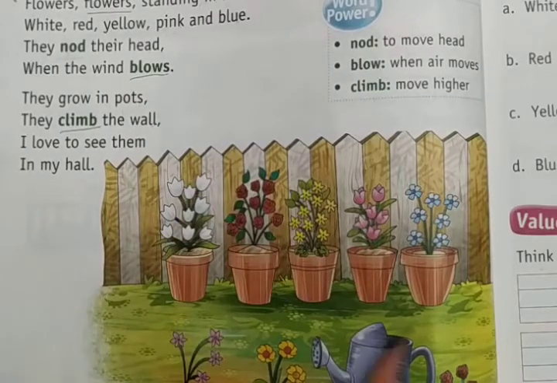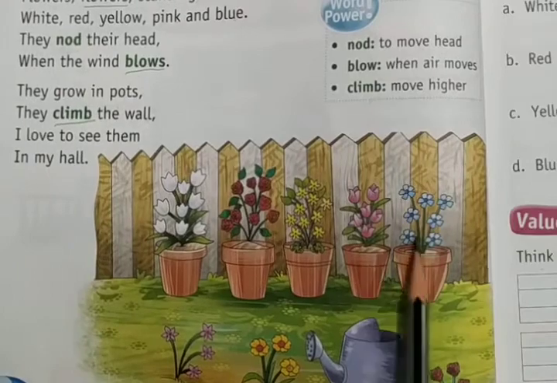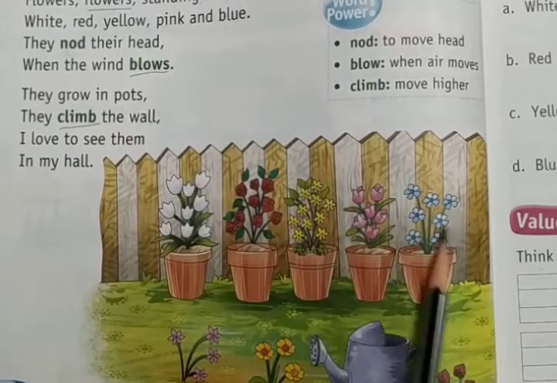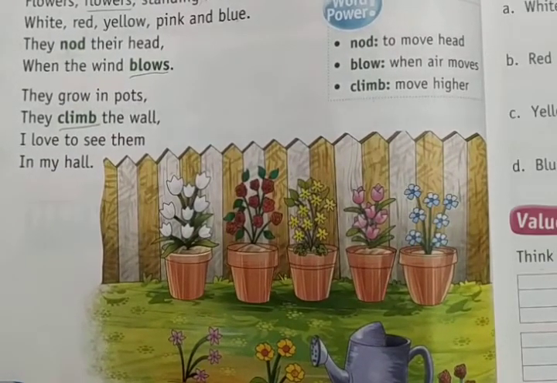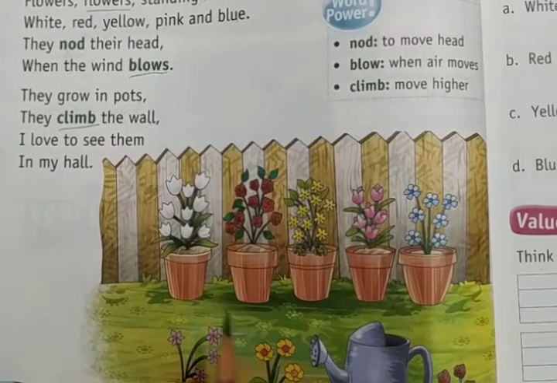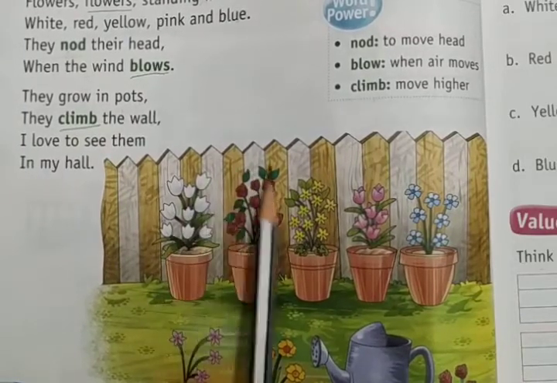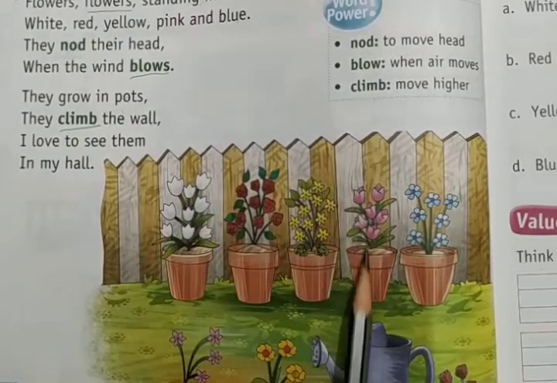This is the flower garden where we can grow our flowers. These are called pots, and these are called the flower plants. This is the white flower, this is the red flower, this is the yellow flower, this is the pink flower and this is the blue flower.